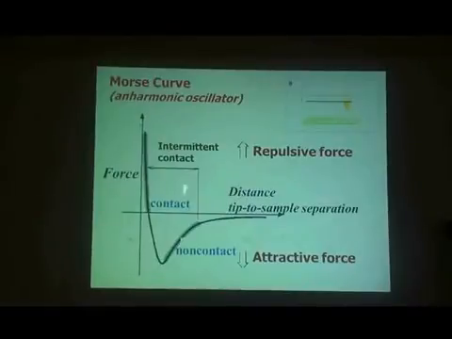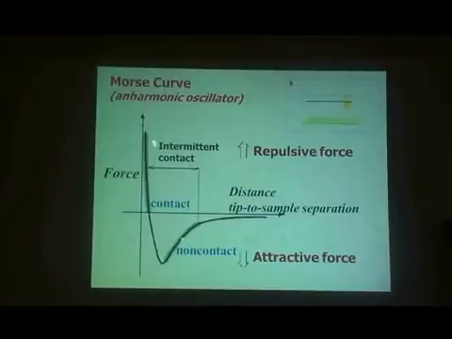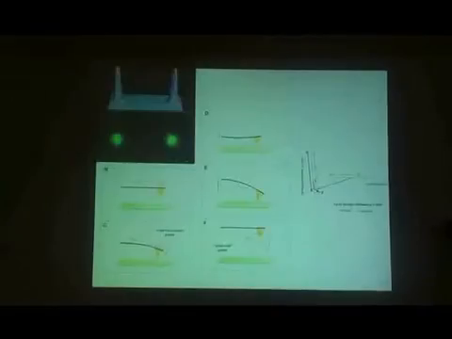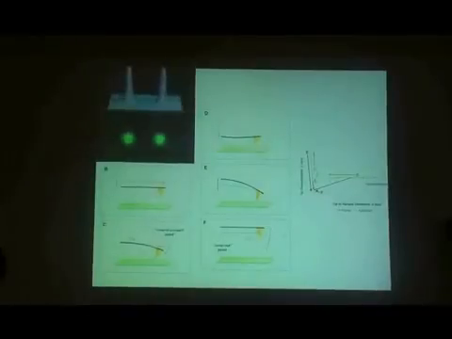Depending upon the type of force that you are going to use, there are different modes of AFM. If you are going to use the repulsive force, that is called the contact mode AFM. Whereas if you are going to use the attractive force, that is van der Waals interaction, then it is called the non-contact mode. And in between, we can use intermittent contact mode. We will come back to that one. Okay, so that is simple.